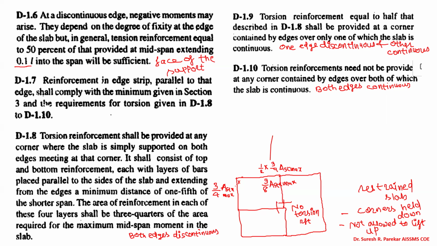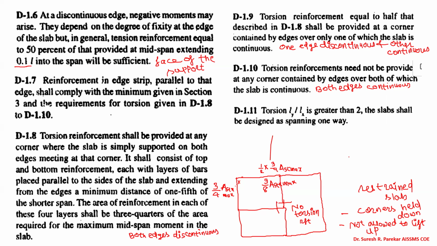If corners are allowed to lift up, or we are not going to hold corners, that means they are free to lift up. In that case, we need not require any torsional reinforcement. So now here you can see Ly by Lx greater than 2 will be one way, and if it is less than or equal to 2, then we have a two-way slab. And therefore those values are given 1 to 2.